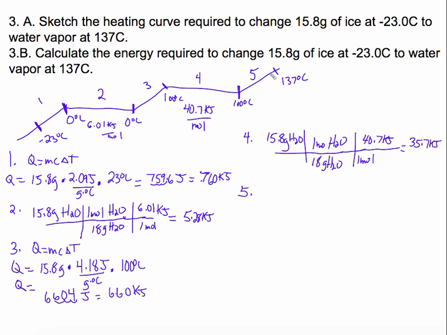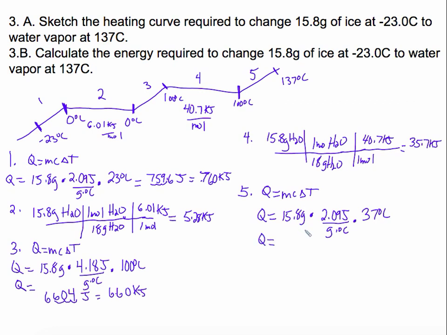Now we've got one more step to do. That will be step 5. If you notice, step 5 is a slanted part of the graph. And so on step 5, wherever the graph is slanted, you're going to use Q equals mc delta T. So Q equals the mass, once again 15.8 grams, times the specific heat, but we have to use the specific heat of water vapor, which is like steam. The specific heat of that is 2.09 joules per gram degrees Celsius, times the temperature change. It's going from 100 to 137, so it'd be 137 minus 100. Once again, we're only doing that step right there. So that's 37 degrees Celsius.